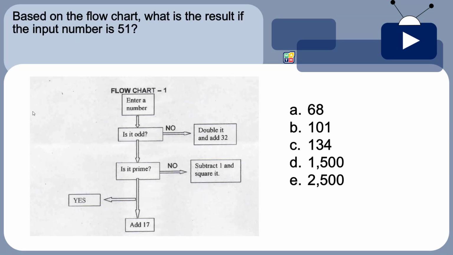So meron po tayong flowchart dito. Based on the given flowchart, what is the result if the input number is 51? Is it A, 68, B, 101, C, 134, D, 1,500, or letter E, 2,500?